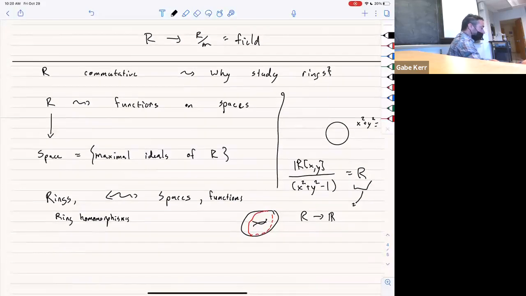Let me just stop there. Maybe next time I'll show you a few of the very simple examples of this that show you how many wonderful and interesting spaces you can get.